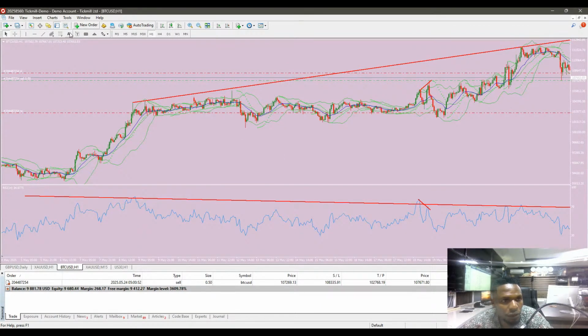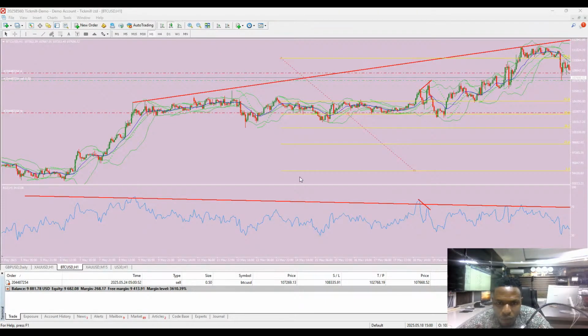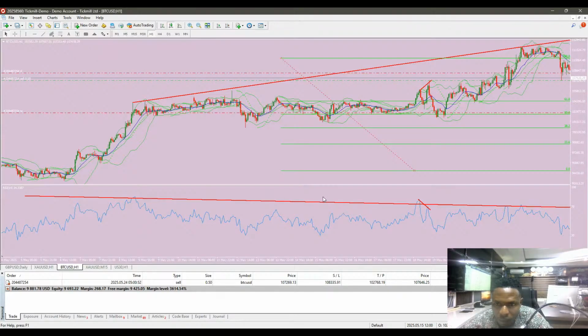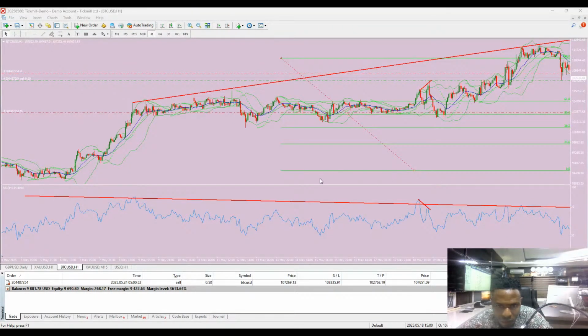Fibonacci retracement. Let me change the Fibo levels color to something visible. Let me make it green. Let me make it a line. Or let me make it bigger for more visibility. Okay.